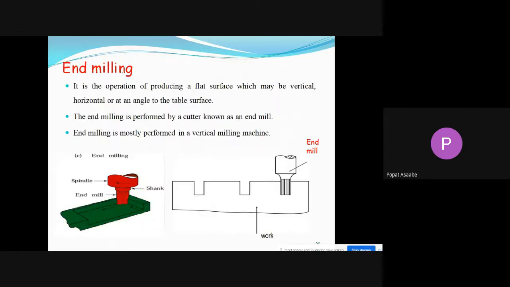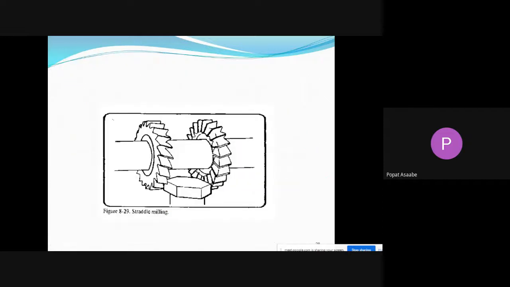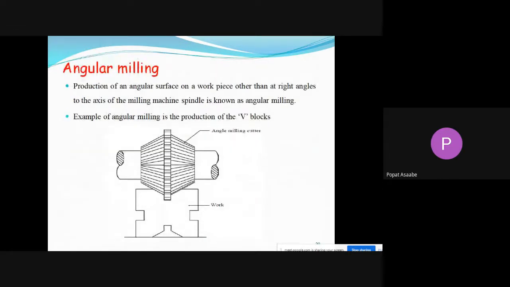Now, the next operation we can perform on the milling machine is angular milling. Up till now we have studied plane milling and face milling, and the third operation we can perform on the milling machine is angular milling. What is meant by angular milling? This operation is used to produce an angular surface on the workpiece.